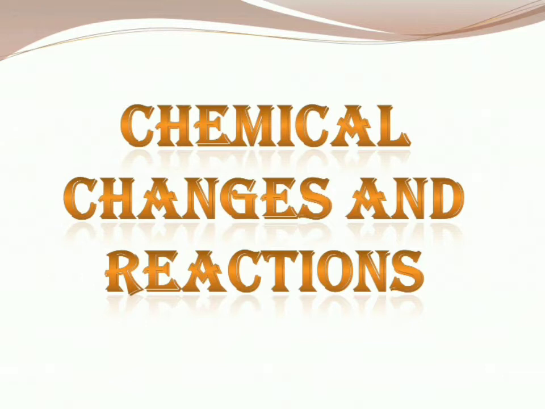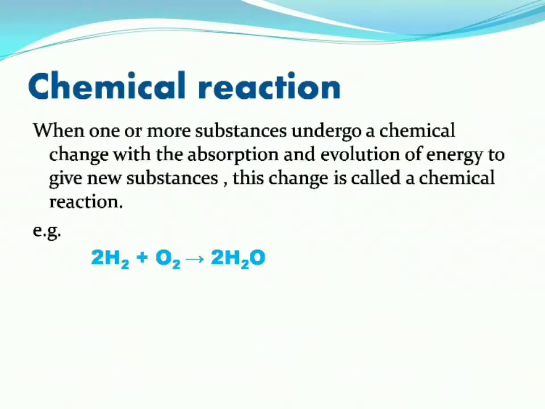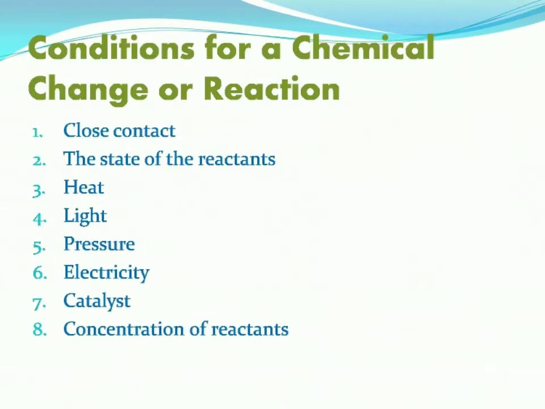And a chemical change is always accompanied by an energy change. Either the energy is evolved or it is absorbed during the chemical reaction. So we can say that when one or more substances undergo a chemical change with the absorption or evolution of energy to give new substances, this change is called a chemical reaction. These chemical reactions cannot occur at any place, at any temperature, etc. There are some particular conditions required for chemical changes to occur. Some of these conditions are close contact, the state of the reactants, heat, light, pressure, electricity, catalyst, and the concentration of reactants. Let's study these conditions briefly.